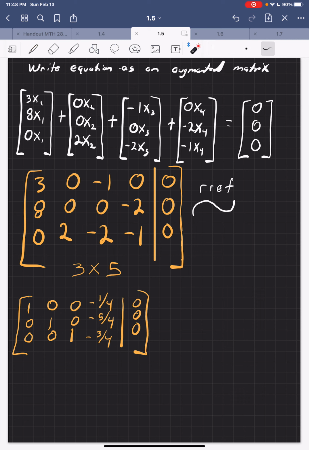So let me make sure you're with me. We still have a 3 by 5 matrix: 1, 2, 3, 4, 5 columns, 1, 2, 3 rows. Notice that we have 3 pivots, but this fourth column is not a pivot column, is it? So that, if you recall, should translate into free variables.